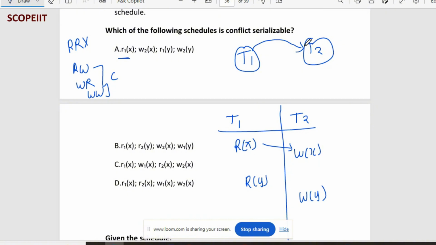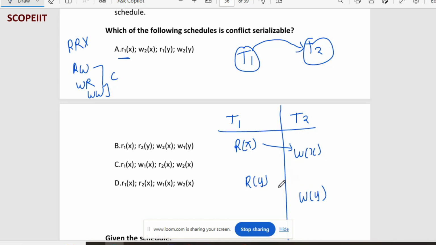Now you can check from T2 to T1. No need to check further if you get one confliction. Now let us check from T2 to T1. So see, T2 to T1, W of X, R of Y. There is no confliction. WR is a confliction, but it is with a different variable. So only with the same variable will a confliction arise. With a different variable, we can do.